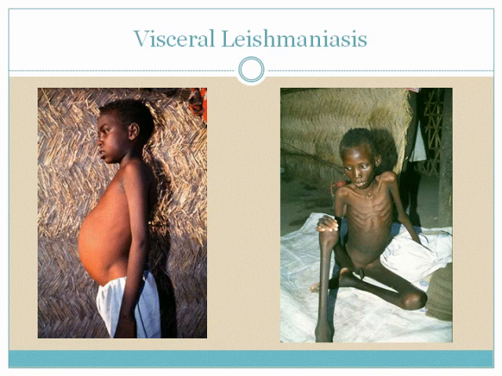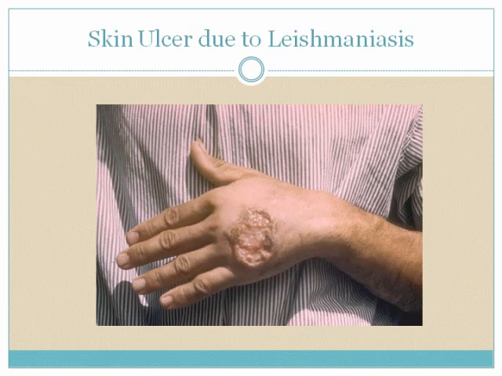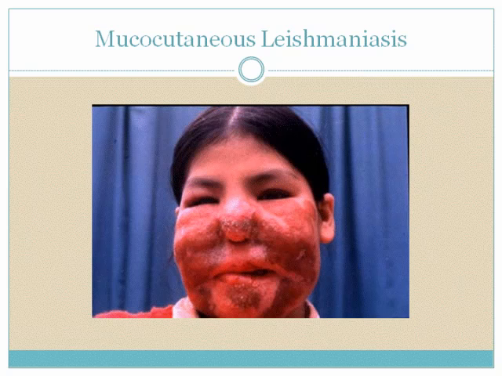Here we have an example of some patients with visceral leishmaniasis. The parasite travels to the liver, spleen, and bone marrow, and this causes fever, weight loss, mucosal ulcers, and swelling within the patient. Here we have a skin ulcer that was due to a Leishmania. And some mucocutaneous leishmaniasis.